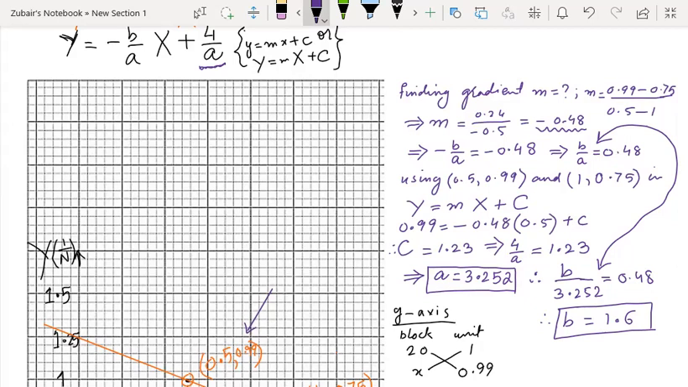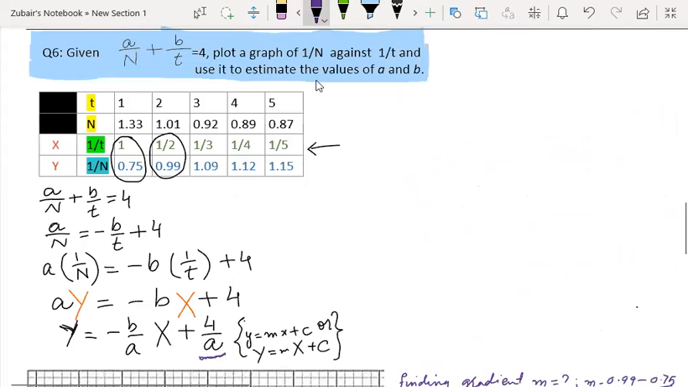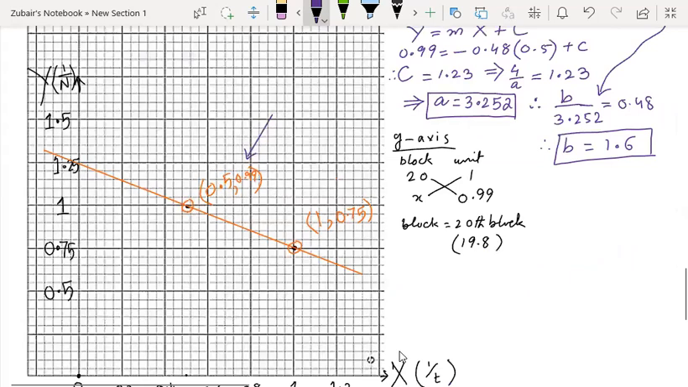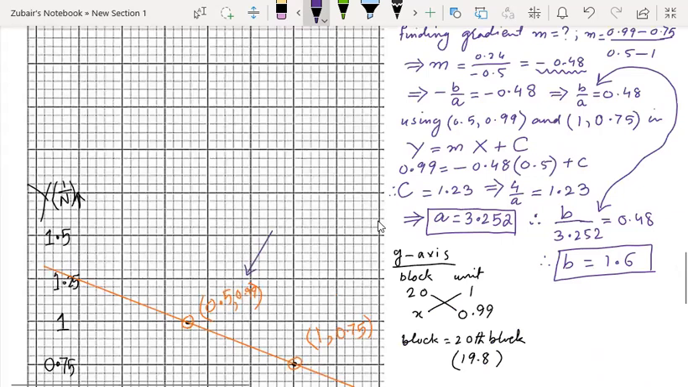So this was the final requirement of the question. If you can see in the question, plot the graph, we have plotted the graph. Okay. And estimate your graph and use your graph to find the values of A and B. So basically we use the graph to find the values of A and B, depending upon the values which we plotted on the graph. So that is your final answer.